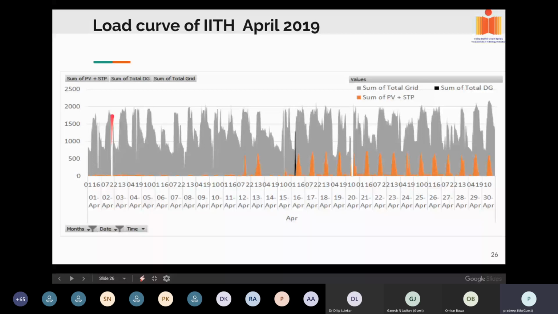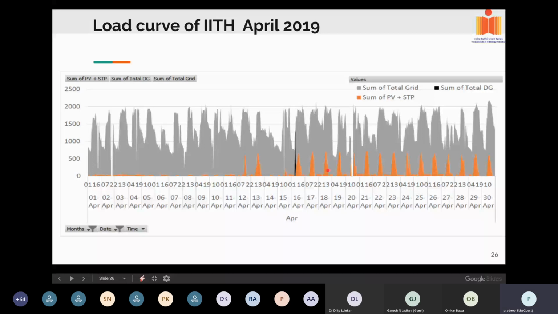As I said, we started the solar plant on April 16th, and since then the solar plant is operating. You can notice the peak demand touches almost 2 megawatts, whereas the solar peak is about 800 or 700 kilowatts. And all the time our demand is more than the solar generation. So there is no problem of reverse power, but this is just for our comparison.